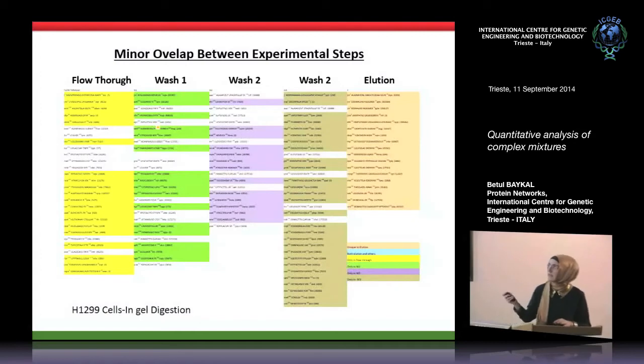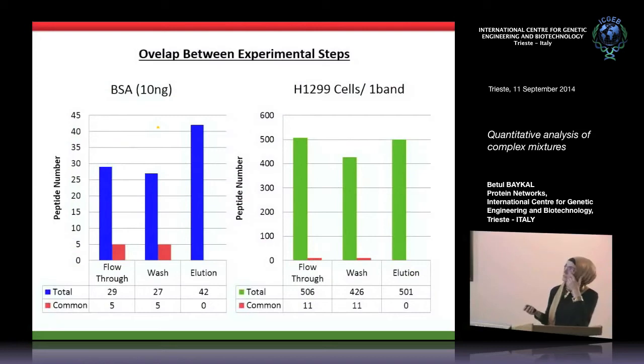Okay, another good result was the minor overlap between the experimental steps. Okay, this is showing the peptide list in the flow through, in wash, in the second wash, and elution. So the peptides that I colored are the peptides unique to the experimental step. For example, these 5 only seen in flow through, these 2 only seen in wash 2, and etc. And the uncolored ones are the common ones. For example, this also seen in here, and these are also seen in here. So this shows a really good fractionation between the experimental steps, which helped us in a great sense to get an increased identification. So you can see also in the graph, this same data.